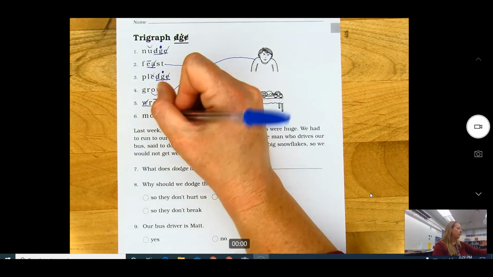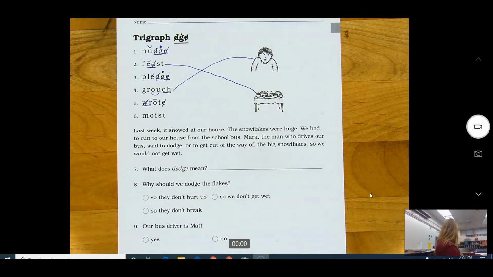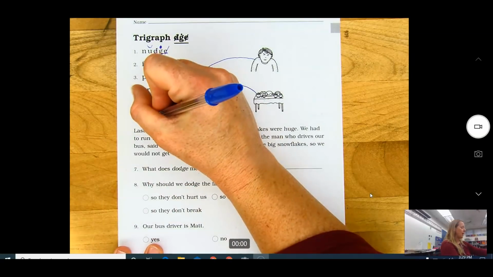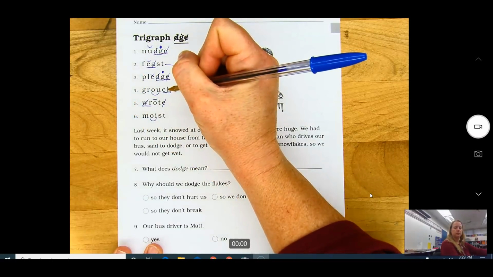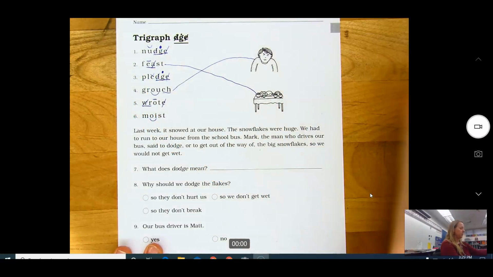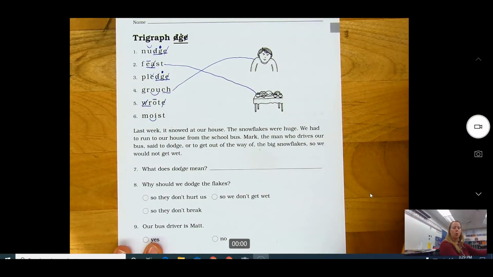And then our last one, we have an OI. OI is a diphthong. Okay, so OI, oi. There's no other codings here. ST is a blend. Oist, moist.